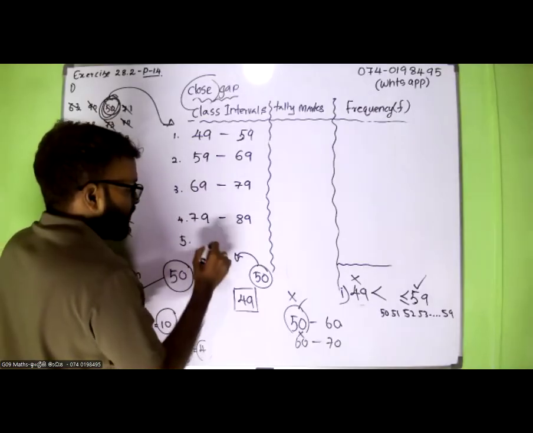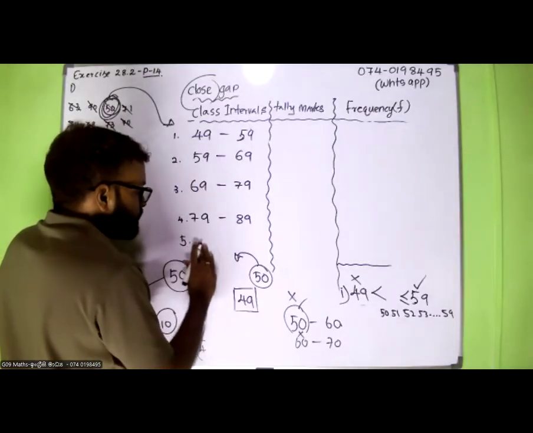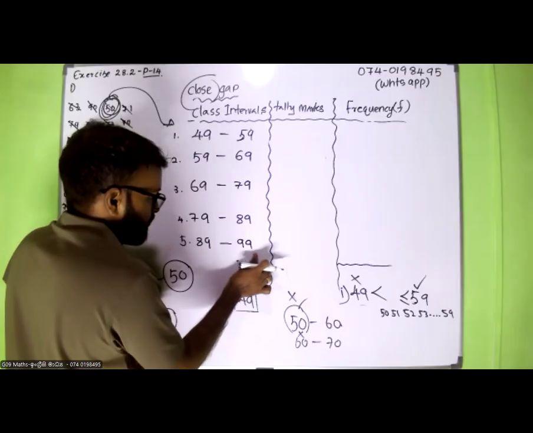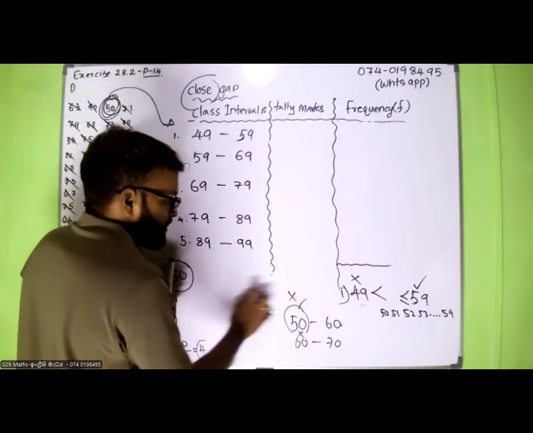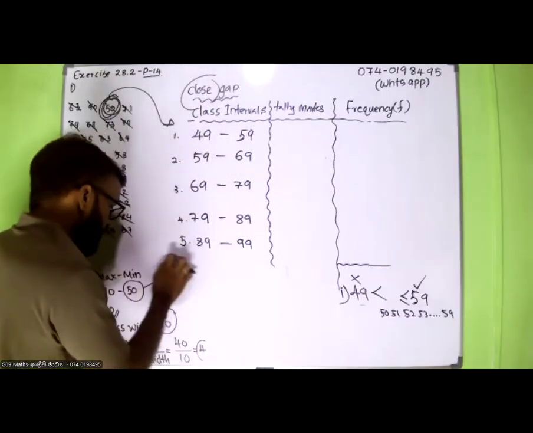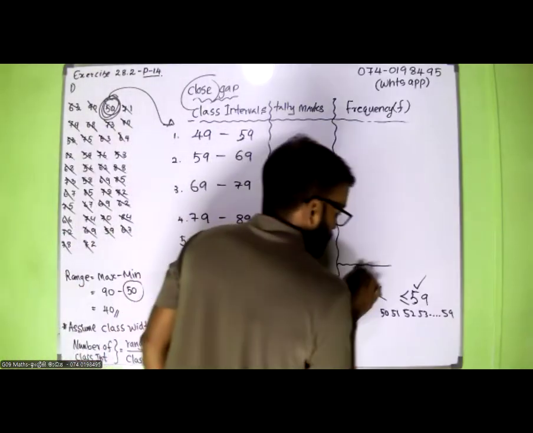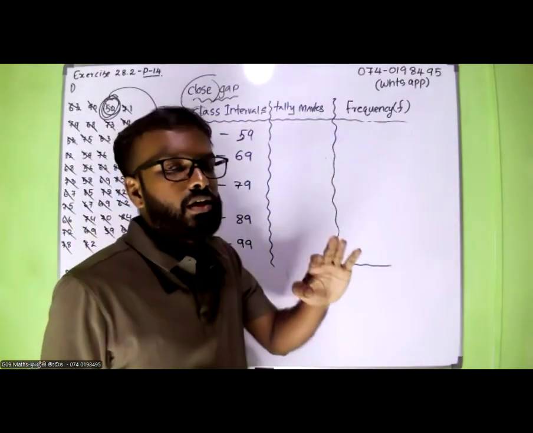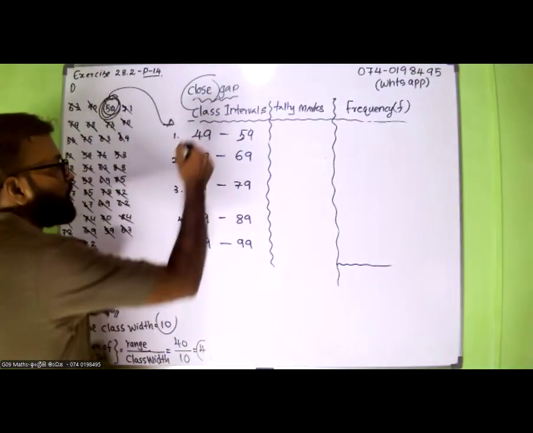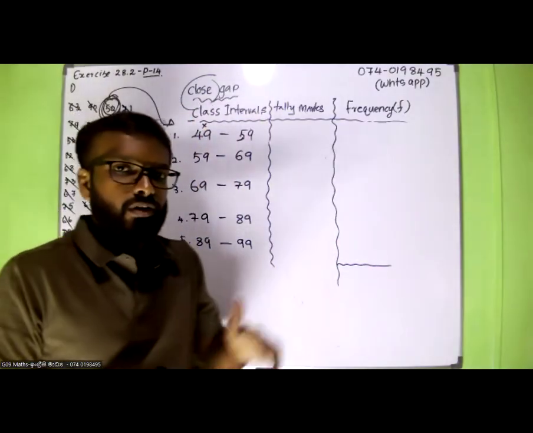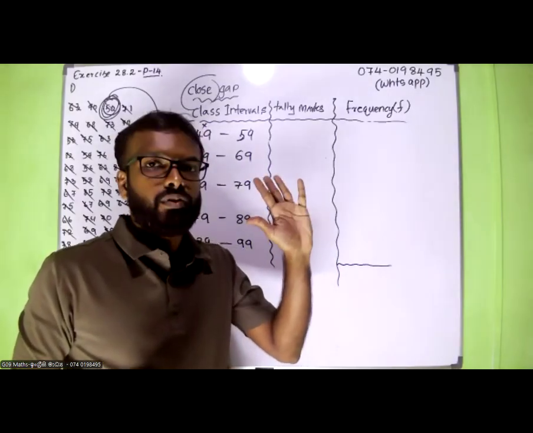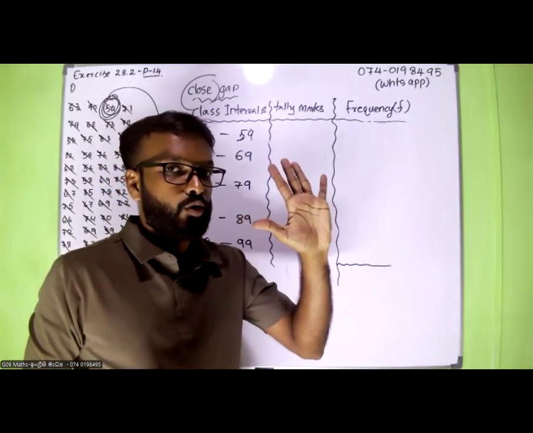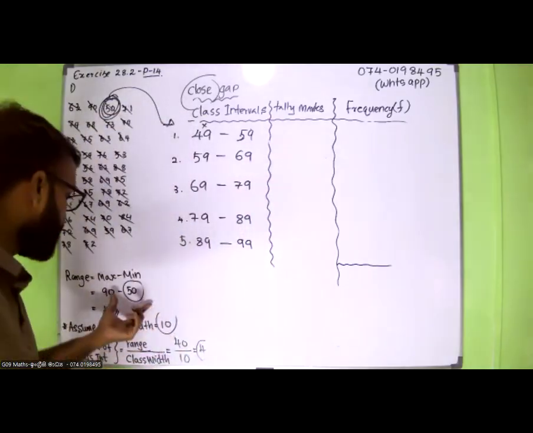So you have to define another one. 89 plus 10, 99. This is the way that you are going to define the class intervals. Without 49, there are 10 values here: 50, 51, 52, 53, 54, 55, 56, 57, 58, 59, not including 49. There are 10 values because the class width is 10.